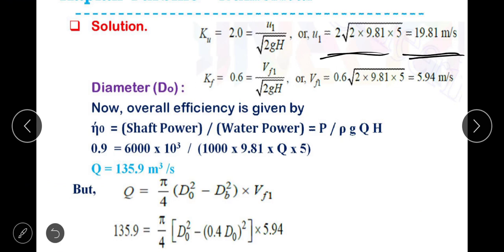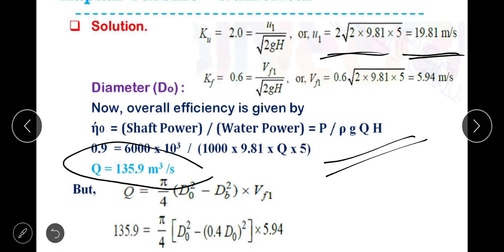Diameter d naught. Now overall efficiency is given by shaft power divided by water power. That means shaft power is nothing but P, which is given in the numerical problem. Rho you can assume 1000 kg per meter cube. g is acceleration due to gravity, 9.81 meters per second squared. Q is the discharge, H is the head. Therefore, except Q everything is known. Therefore, Q is worked out to be equal to 135.9 meter cube per second.